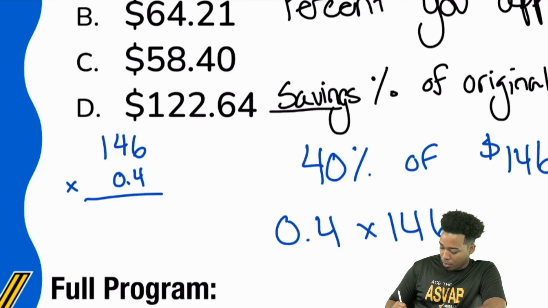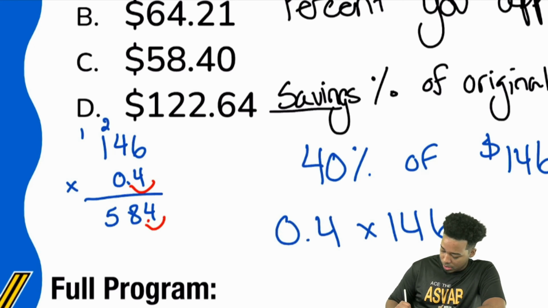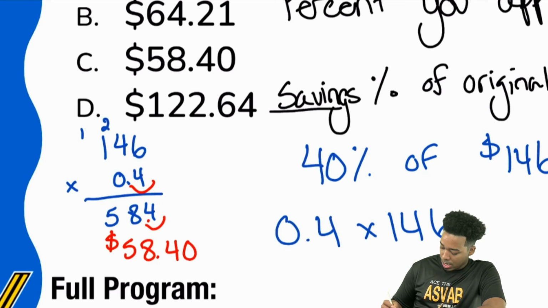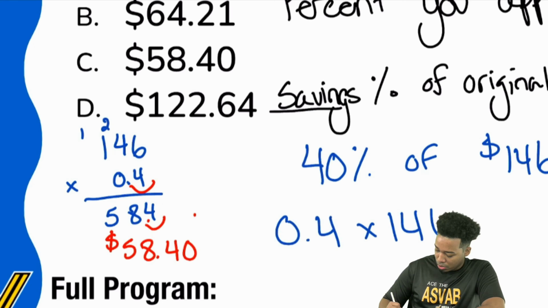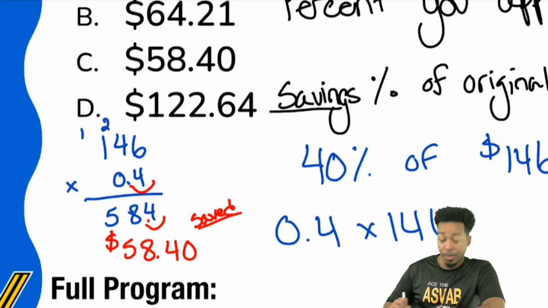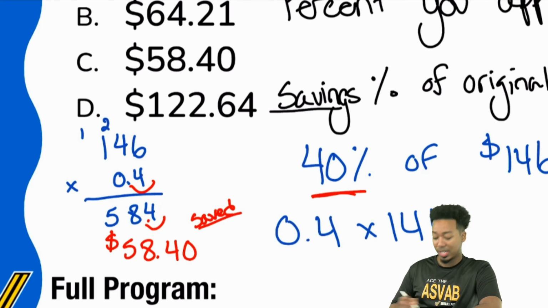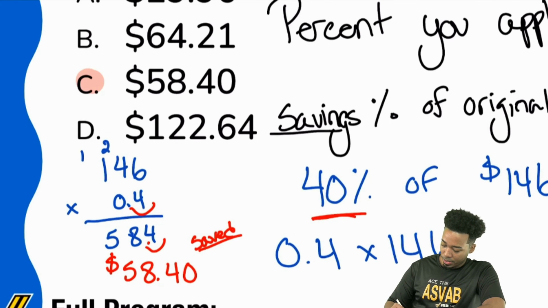So 6 times 4, that's going to be 24. 4 times 4 is 16, carry the 2 is 18. 1 times 4 is 4, carry the 1 is 5. And then we see that we included one decimal place. So that's going to be $58.40 in terms of the amount that you saved, because that was the savings percent. And so therefore, C is the correct answer.